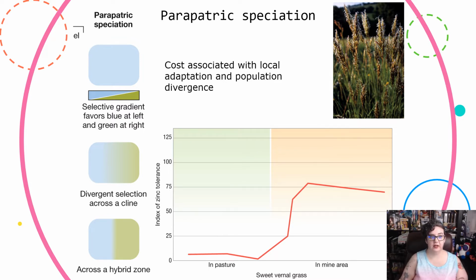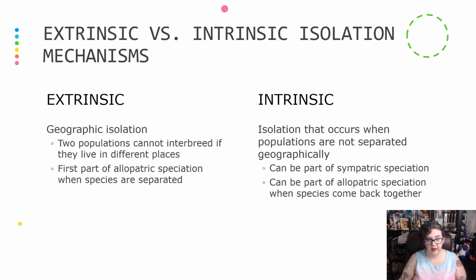And a really good example of this is this wheat that grows in pastures. Sorry, it's vernal grass. It grows in pastures, and depending on what the zinc is in the soil, they have different tolerance for that zinc. So if they're in the pasture, they have a very low tolerance for the zinc, but they could be right next to a mine area, and in that mine area, they have a very high tolerance for zinc. So they're diverging separately right next to each other. Right? And then the next one is sympatric speciation.